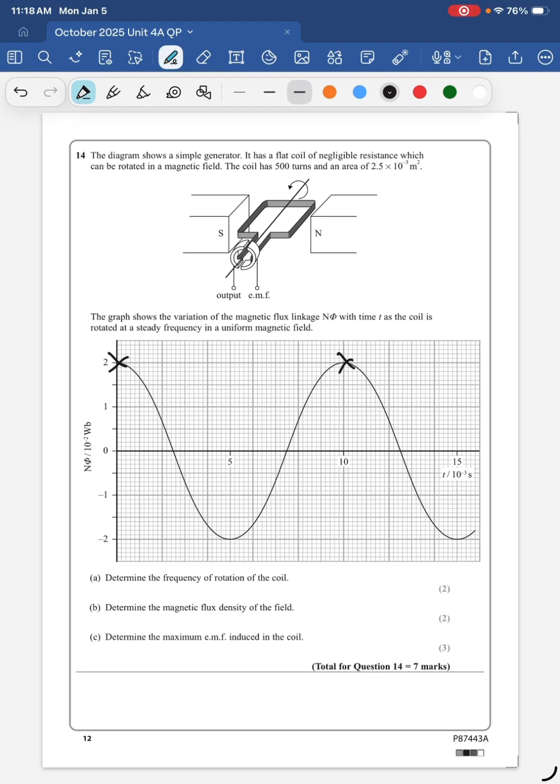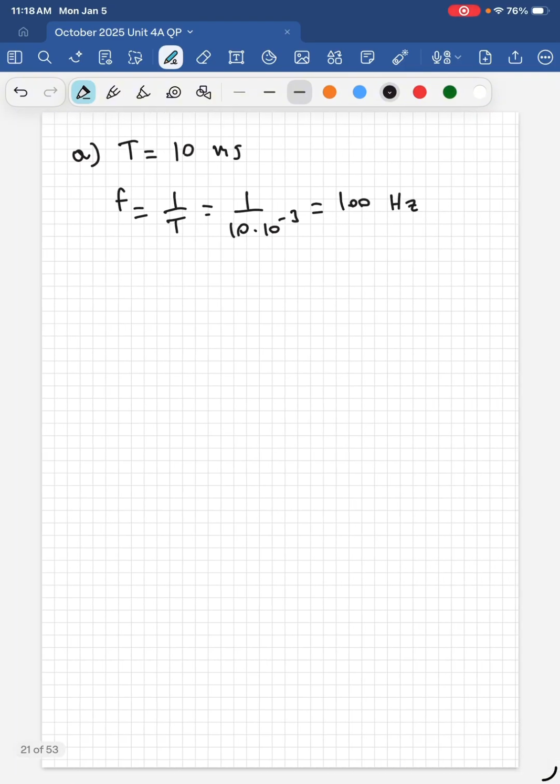B, determine the magnetic flux density of the field. Okay, so they give you the magnetic flux linkage. So N times phi is equal to NBA, right? But we are interested in B, the magnetic flux density. So you have to solve for that.